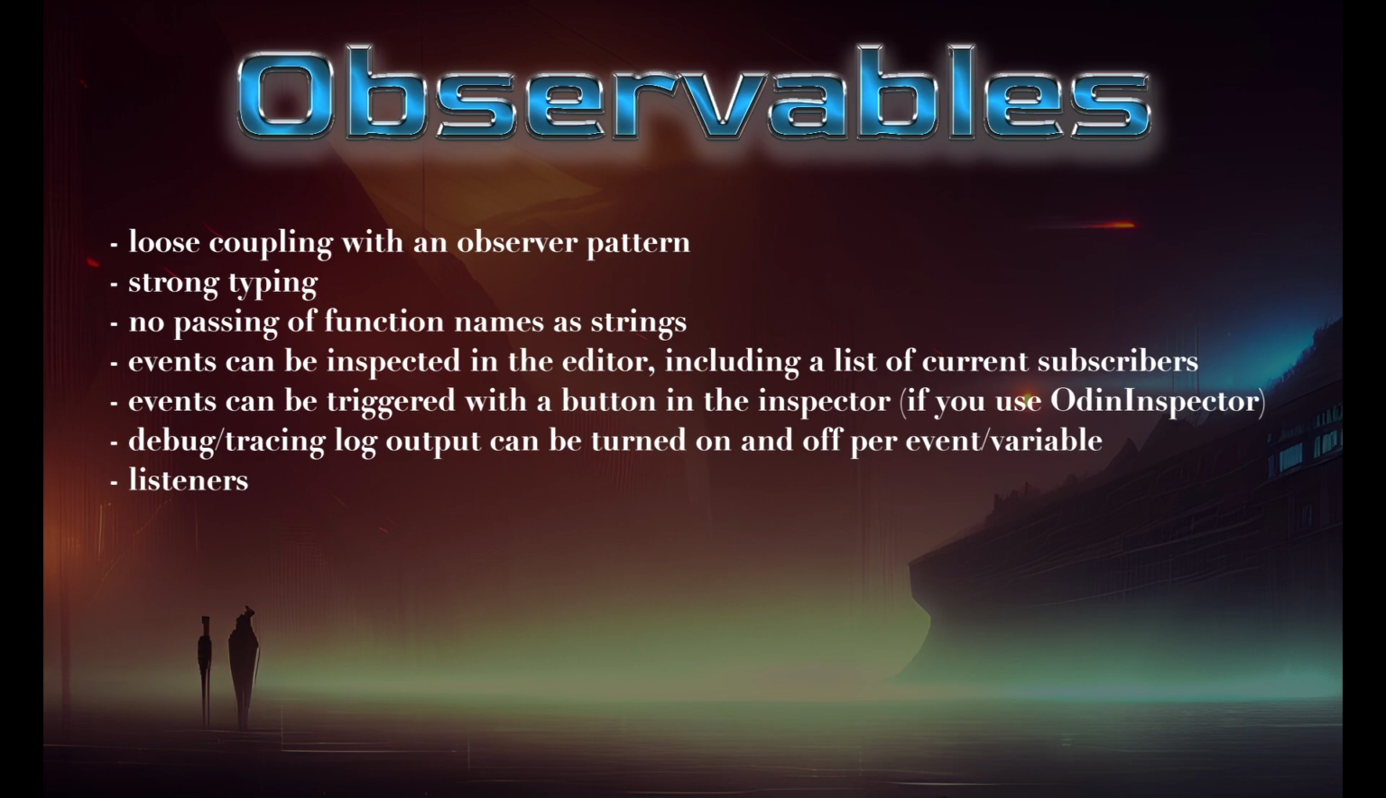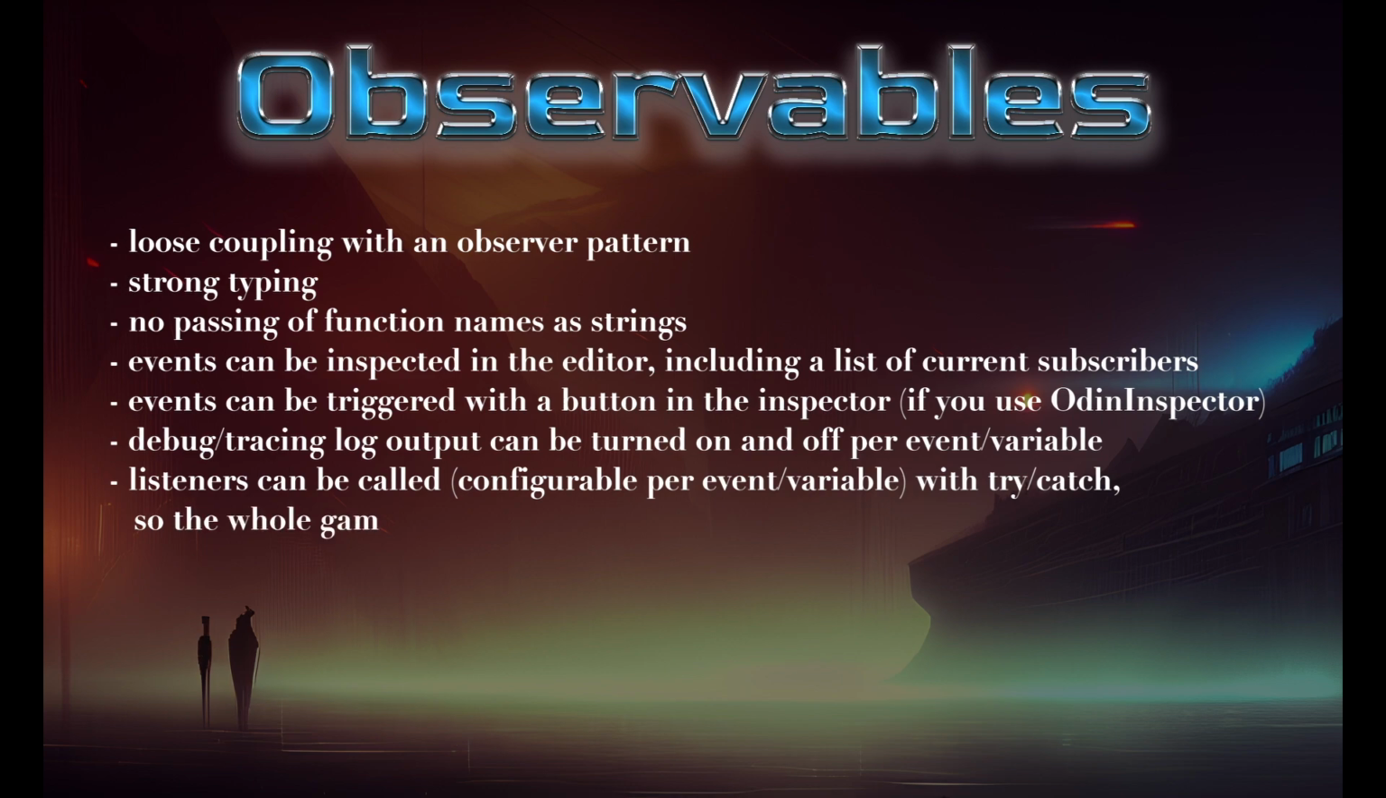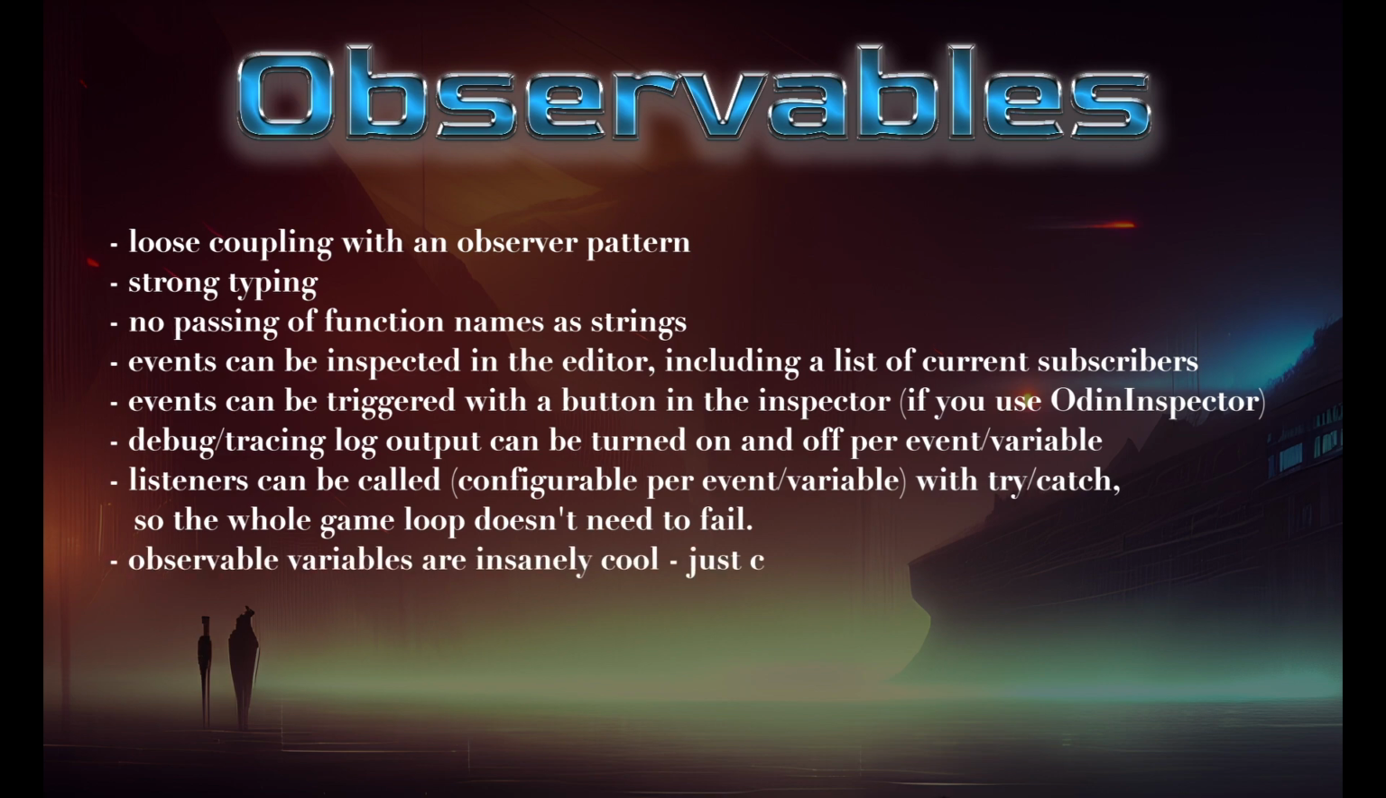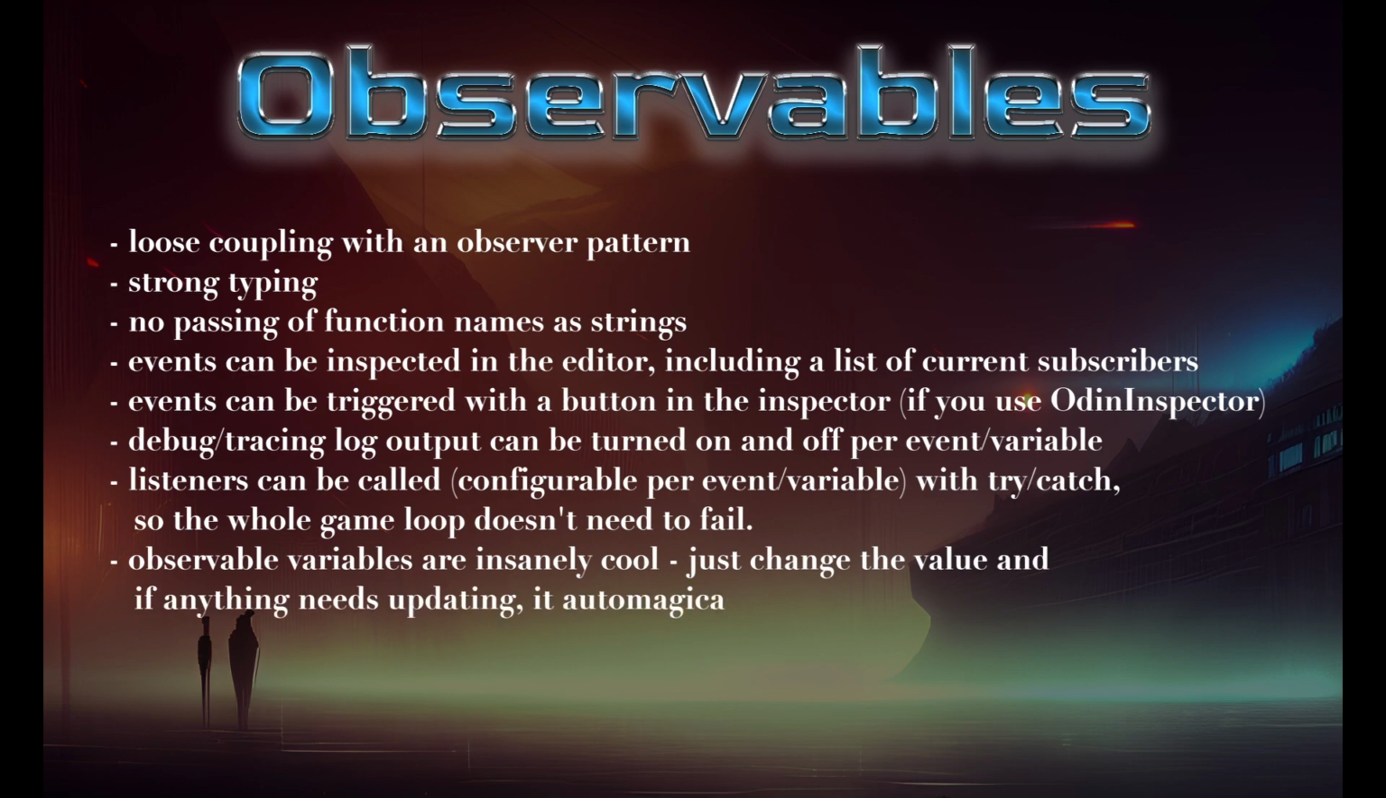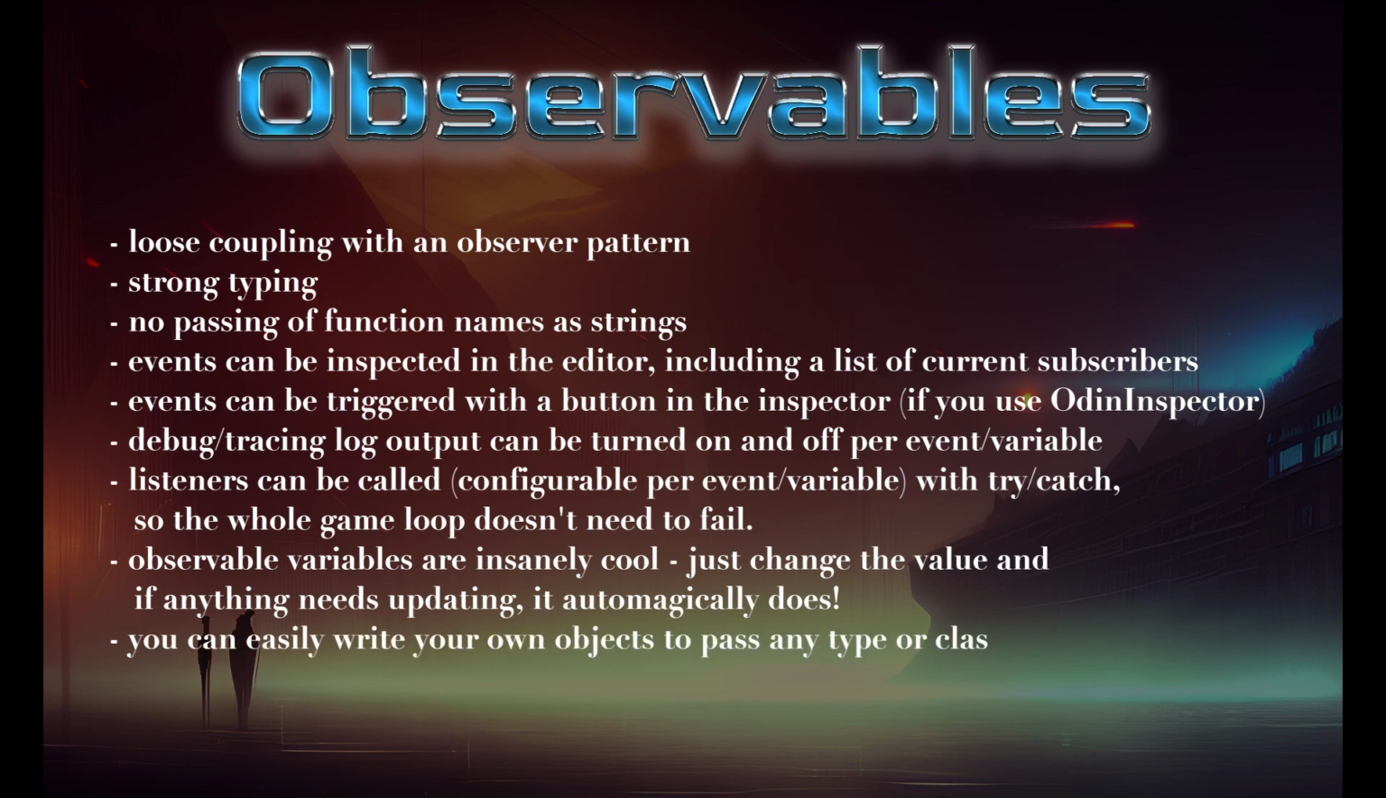Your development will become easier because you can call listeners with try-catch blocks, so the whole game loop doesn't need to fail if one not important UI element is bugged. Again, this can be configured per event. And observable variables are just cool. You can edit them from anywhere in your code, and anything that needs updating will automatically be updated. And finally, you can write your own data classes and you can pass any data that you need through events. It's very easy, there are examples included.